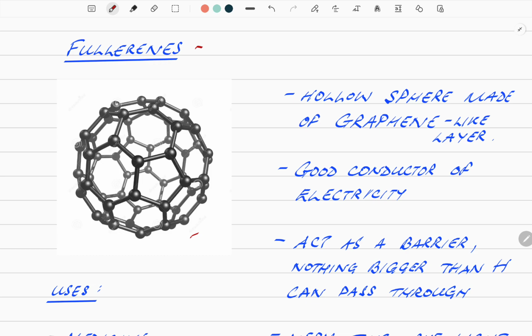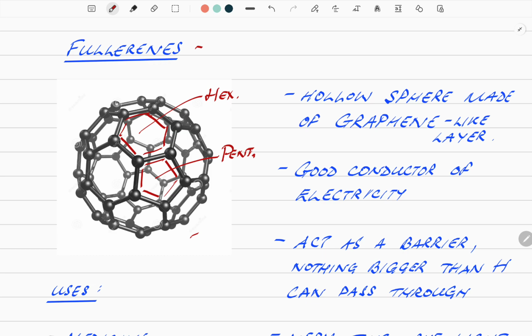The difference between this and graphene as a sheet is that in the middle, if you can see, you've got a hexagon, and next to it, you've got a pentagon. Pent and hex. So that's the difference between the structure of this and the one for graphene. So it's a graphene-like layer.